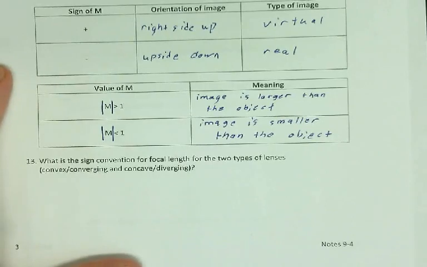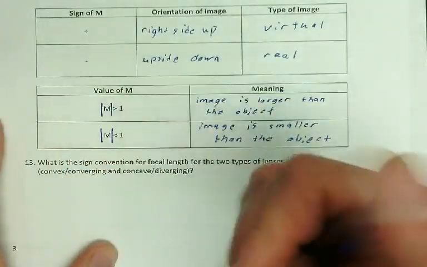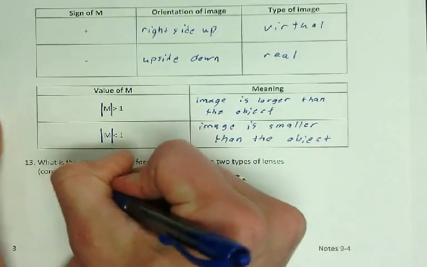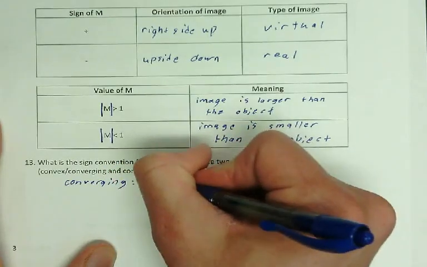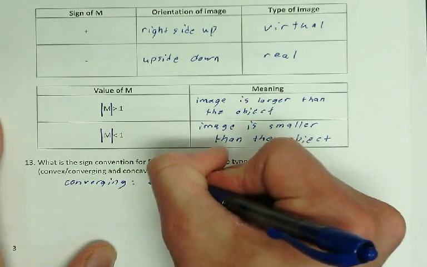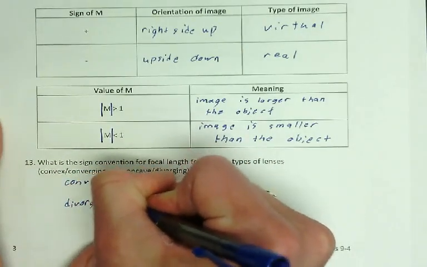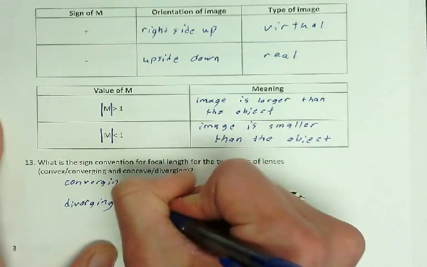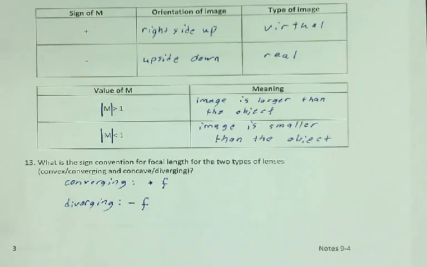All right. What's the sign convention for focal length for the two types of lenses? Convex and concave. So converging and diverging. So converging lenses have positive focal lengths. And diverging lenses have negative focal lengths. You'll see that in the examples that we do. That's it. Use positive for converging, negative for diverging.